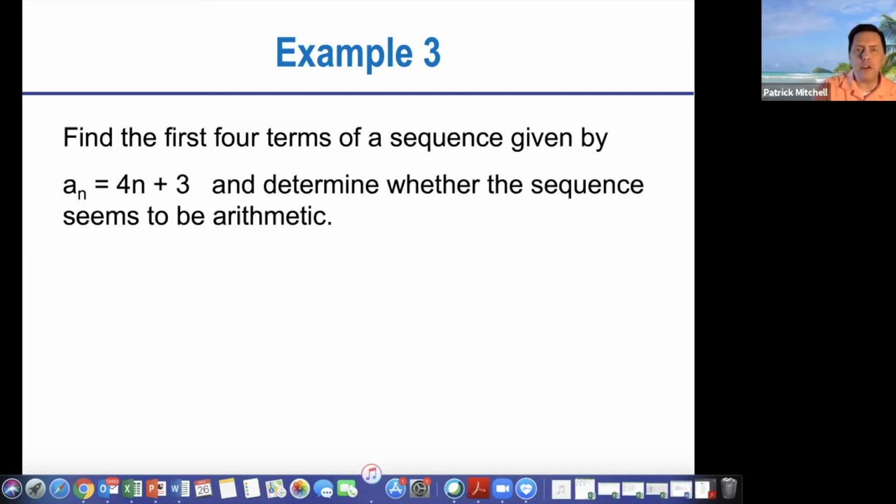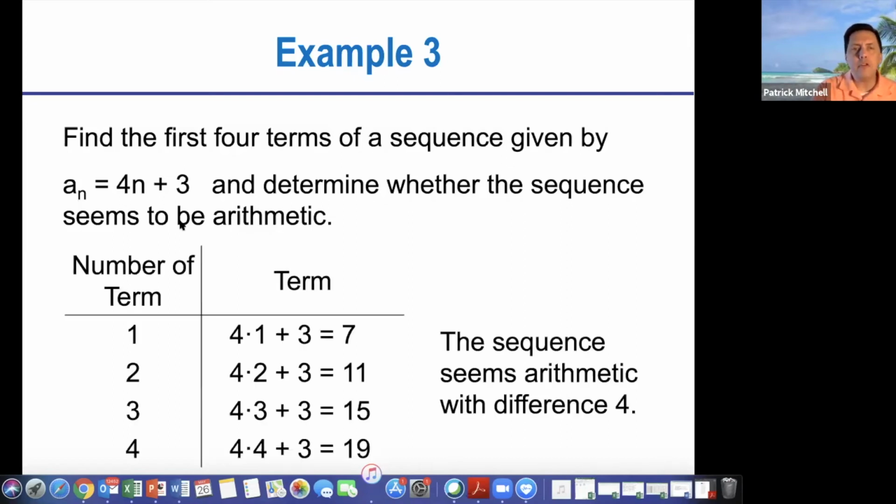So finding the first 4 terms is very, very easy. Just replace the number n with the numbers 1, 2, 3, 4. So in the first term, you get 4 times 1 plus 3, which is 7. Second term is 4 times 2 plus 3 equals 11. Third term is 4 times 3 plus 3, which is 15. And the last term is 4 times 4 plus 3, which is 19. So from the first 4 terms, 7, 11, 15, 19, the sequence does seem to be arithmetic, and it has a difference of 4. So to get to the next term, you always add 4 to the previous term.